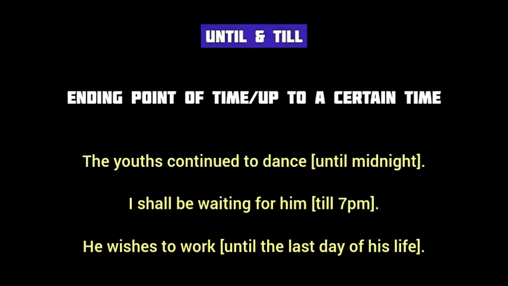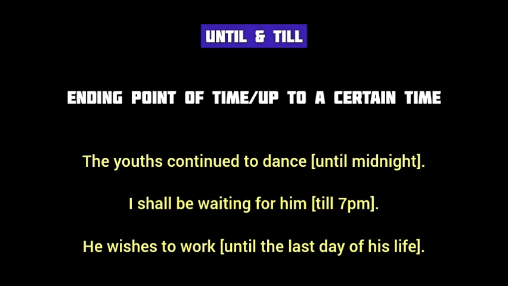Until and till are very common prepositions of time. These two prepositions of time indicate the ending time of an action. Until and till are used in the sense of up to a certain point in time. For example, the youths continued to dance until midnight. Here the preposition until means up to. It shows up to what time they continued to dance.